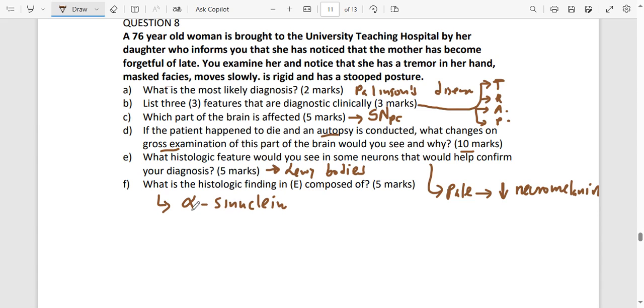Another question was actually given in class, and they said mention two proteins. So besides the alpha synuclein, any other protein that you can find? There's also what is known as tau protein. So these are the proteins you'll be able to see. But more specific, what is the histologic finding? Since they just want one, just alpha synuclein is the very best you can mention.